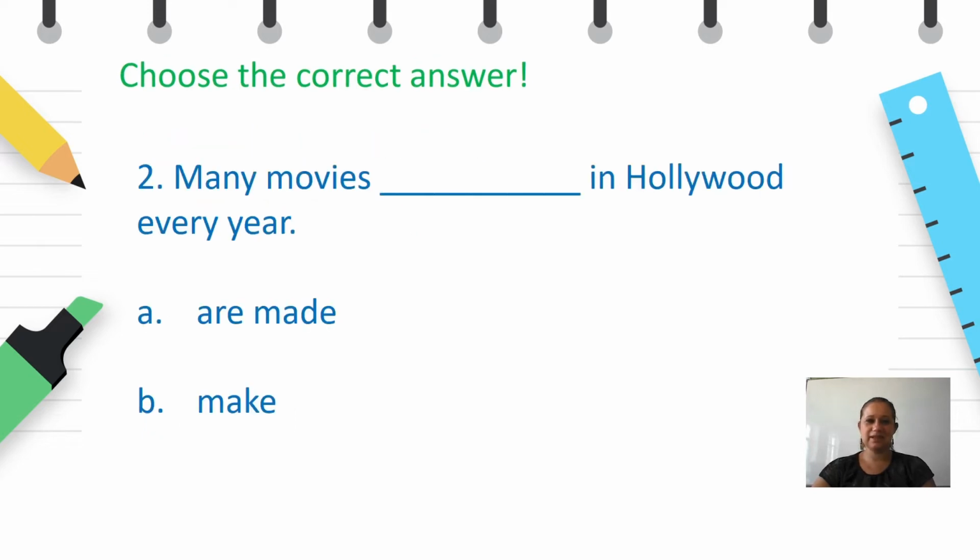Okay. Now, many movies in Hollywood every year. Should we say many movies are made in Hollywood or many movies make in Hollywood every year? So we are concerned about the fact that the movies are made there, not necessarily right now. We don't care who makes the movies. So we would say that the correct answer is A. That's right. Many movies are made in Hollywood every year.